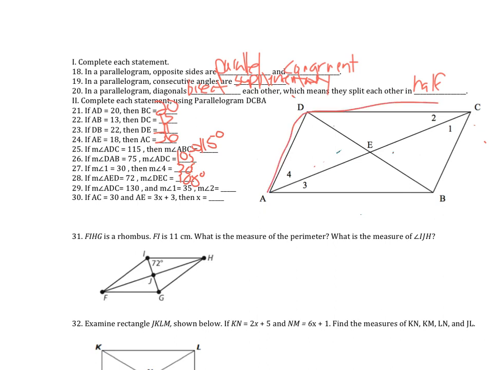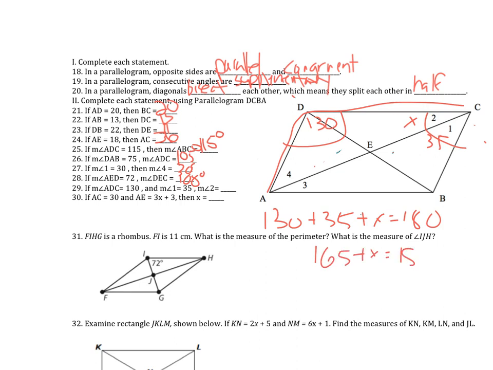All right, 29. If ADC is 130 and measure of angle 1 is 35, what is the measure of angle 2? Well, what do we know about that angle and that angle? Good. Consecutive angles are supplementary. Supplementary means they add to 180. So then we could write 130 plus 35 plus our unknown, which is x, has to equal 180. So you get 165 plus x equals 180. Subtract the 165, and x equals 15.